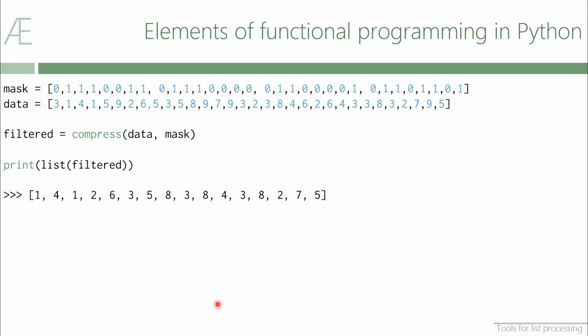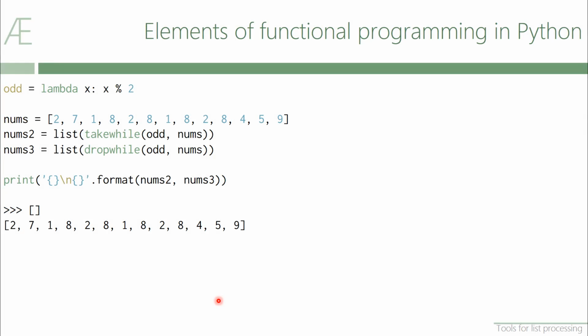Compress is a function that takes two iterables, one of which is considered to be a mask. That is, it is an iterable containing boolean values. It returns the result of applying this mask to the second given iterable, that is, filtering out all the elements that correspond to false in the mask. Takewhile and dropwhile functions take a predicate and an iterable, and they are only taking or dropping the elements of the iterable while this predicate holds.